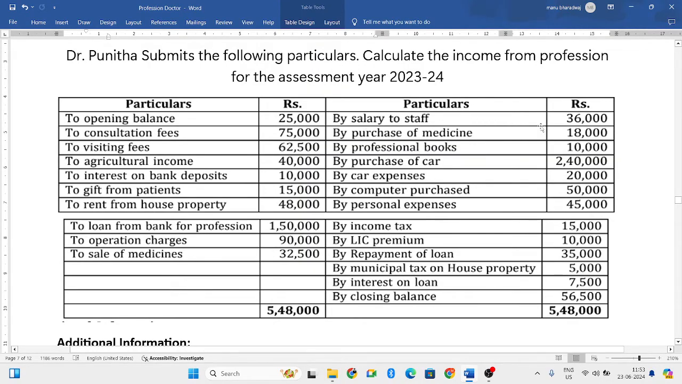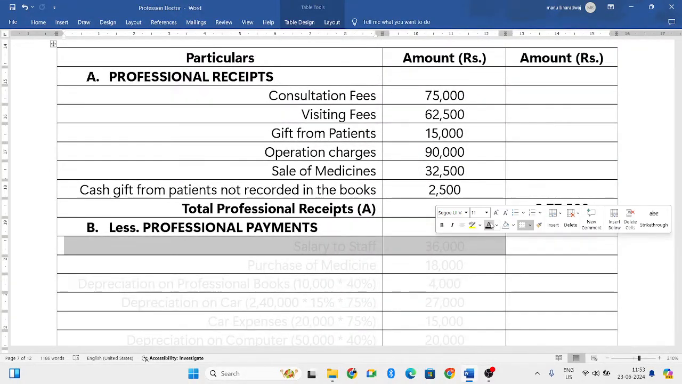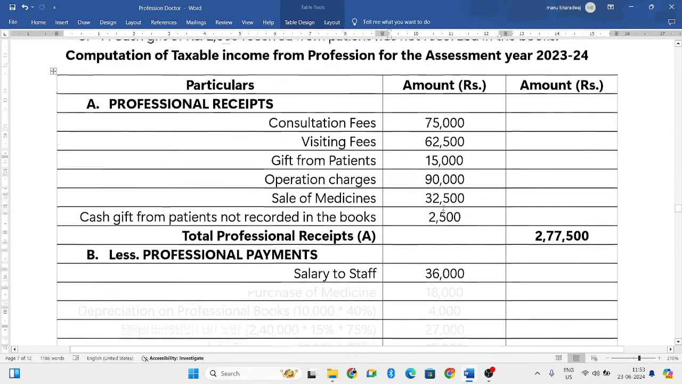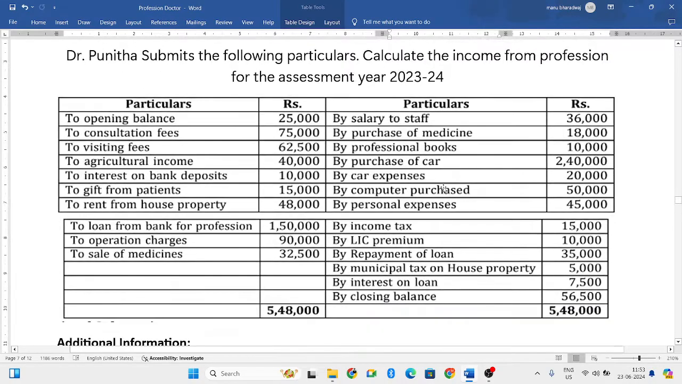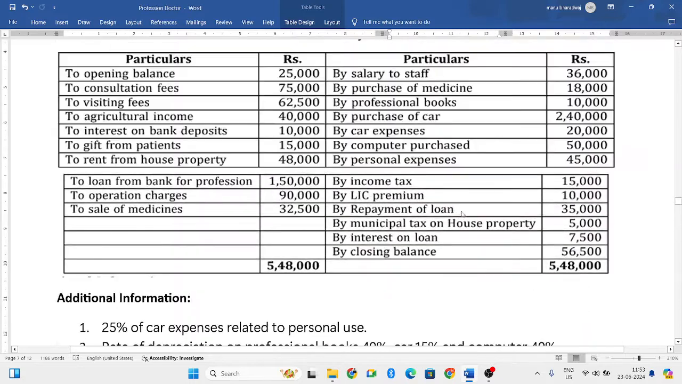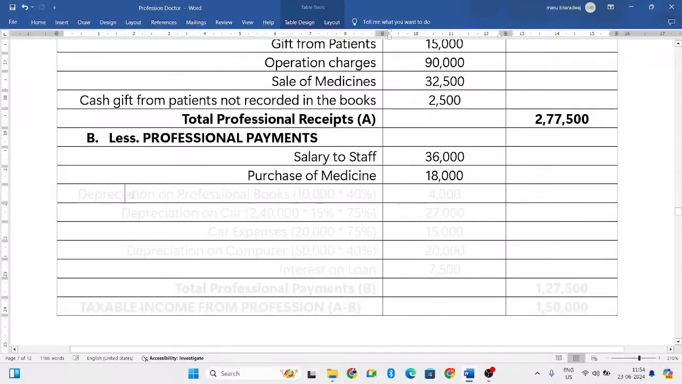First one is salary to staff, 36,000. In the clinic he would have appointed certain staff. For them he has to pay the salary, which is related to the profession. Purchase of medicine, so it is again related to his profession. So purchase of medicine also we will give as deduction. Next, professional books. Professional books is a capital expenditure, but depreciation on professional books is a revenue expenditure. So we will only allow the depreciation on that.